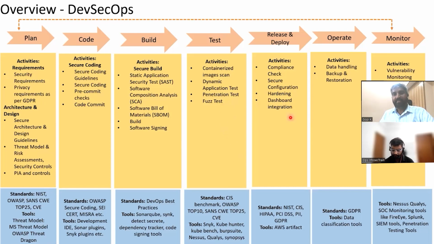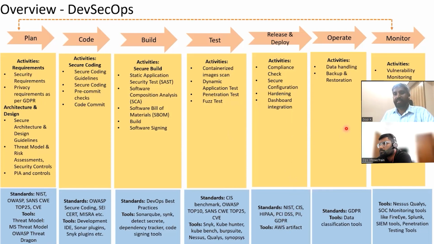Great. Okay, release and deploy. Here we will do security compliance checks, secure configurations, hardening, and dashboard integration. These we will do as part of our DevSecOps practices. With standards like HIPAA, PCI DSS, and based on our data type, we can follow GDPR and regulatory standards, and we can achieve the compliance requirements.